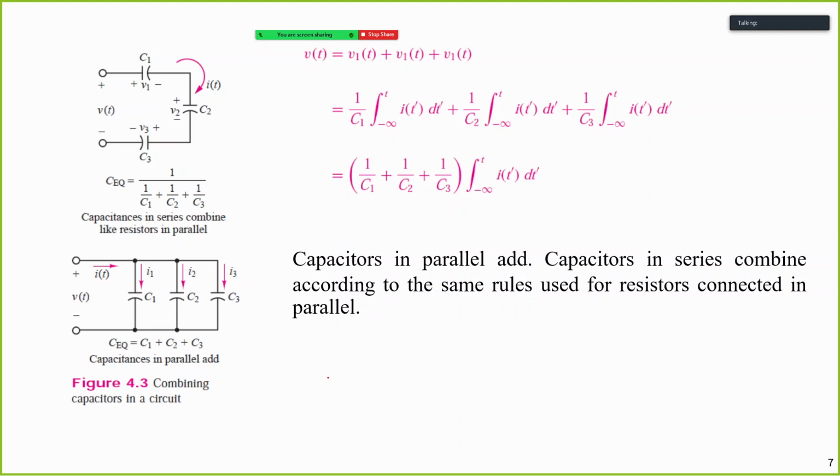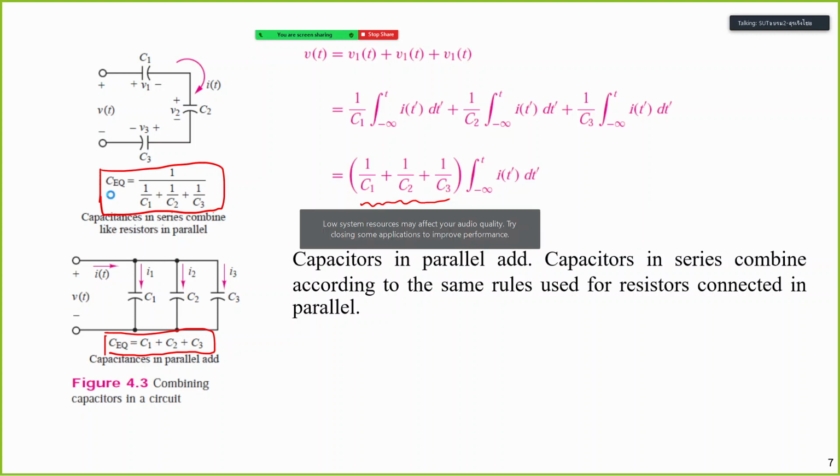Okay, and then if we connect the capacitances in series, finally we will get the total capacitance with this equation. But if we connect in parallel, we'll get it with this equation, right? They sum together with this equation. I think you're familiar with this relation.